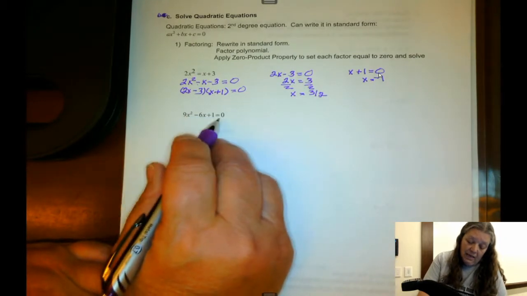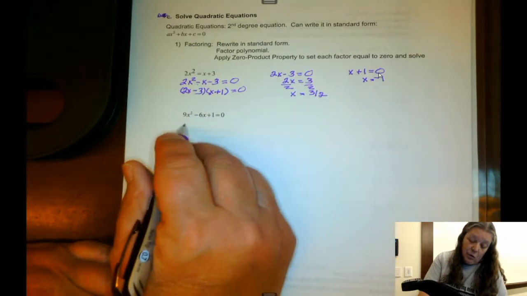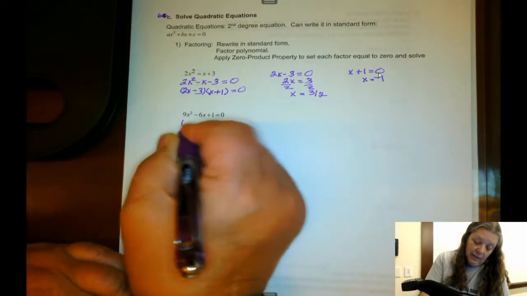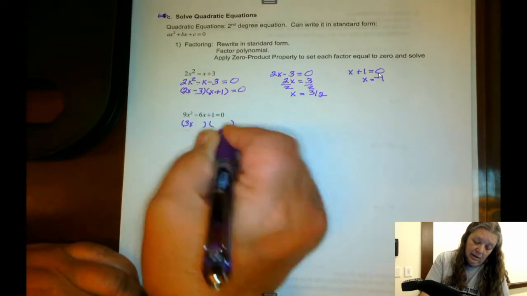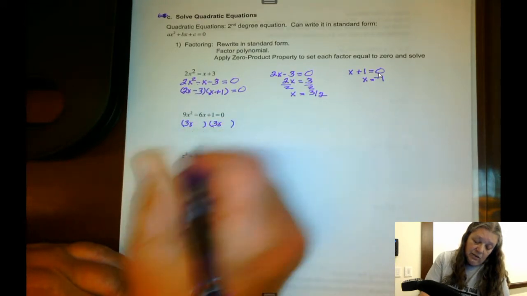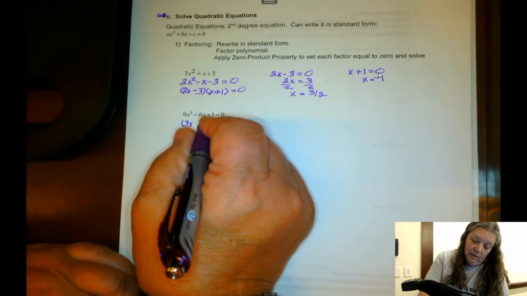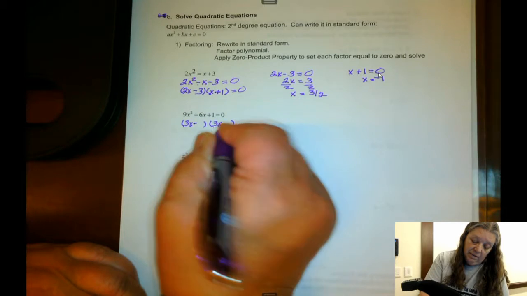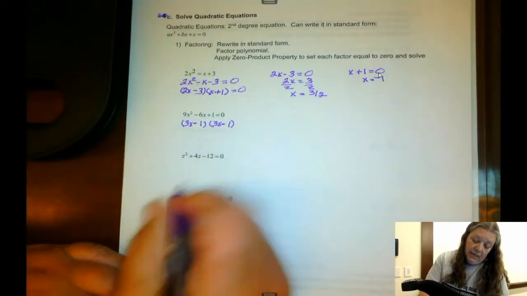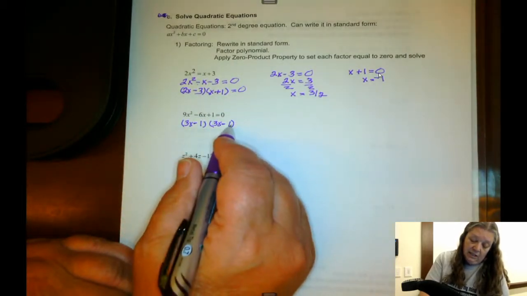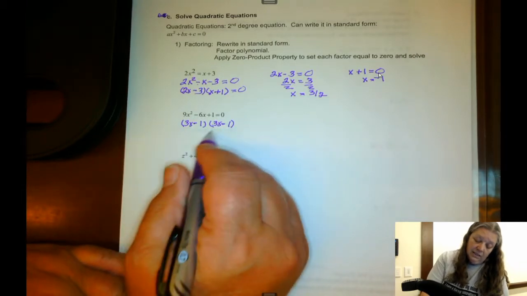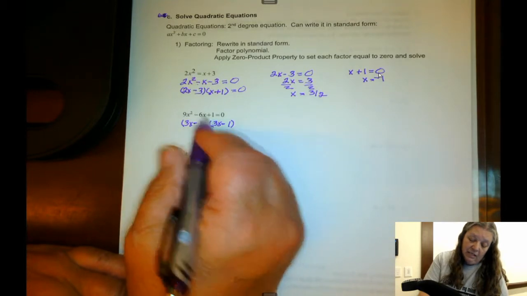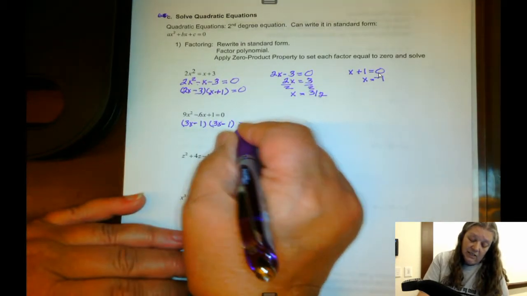Now, we're lucky, this one is already written in standard form. So we're going to factor. 3x and 3x. We have to have the same sign. For it to be positive, that sign's going to be negative. So negative 1 and negative 1. 3x times negative 1 is negative 3x. Negative 1 times 3x is negative 3x. Negative 3x plus negative 3x is negative 6x.